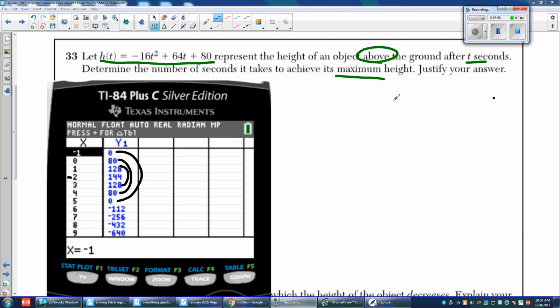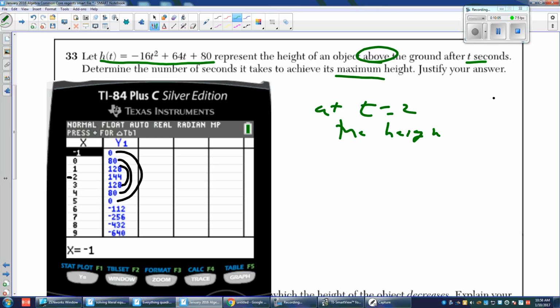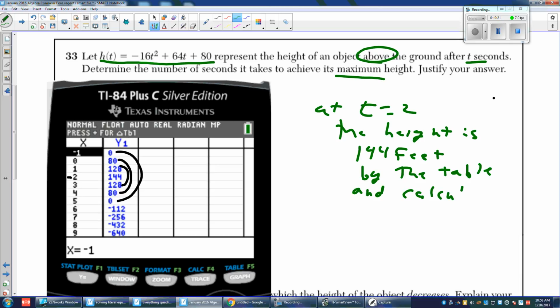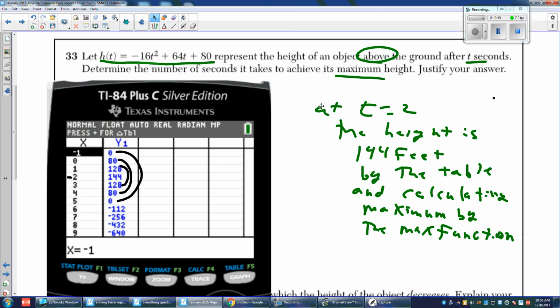So at t equals 2, the height is 144 feet by the table, and calculating maximum by the max function. Now that is an airtight graphic solution.